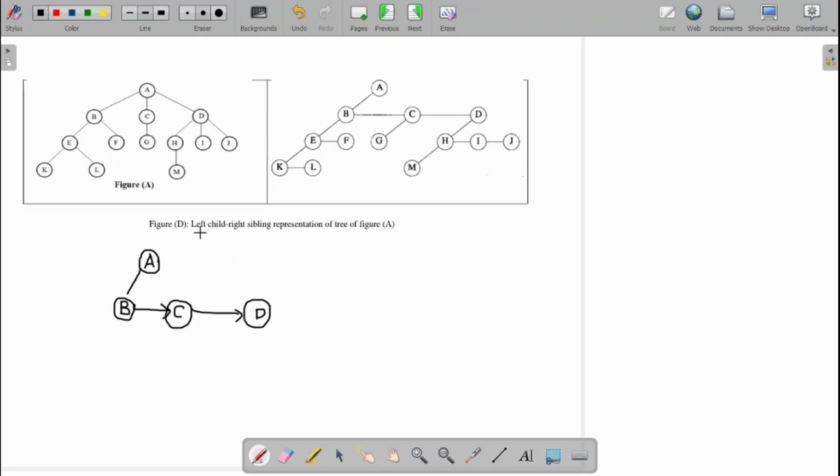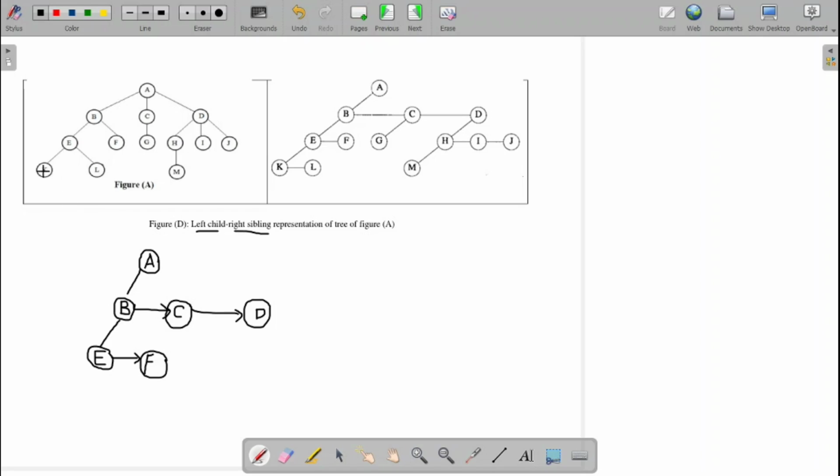This is the left child right sibling representation. Next, if I take up B, what do we have? We have the left child as E, and the right sibling. What is the sibling of E? The sibling of E is F. Sibling means the children of the same parent; we call them siblings. Fine.